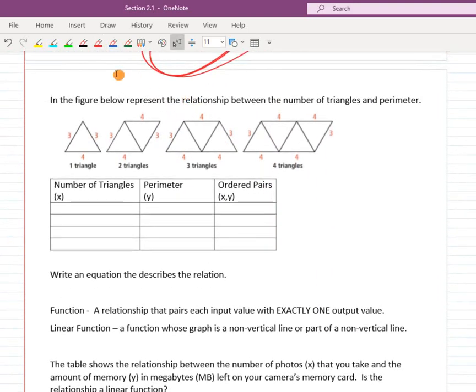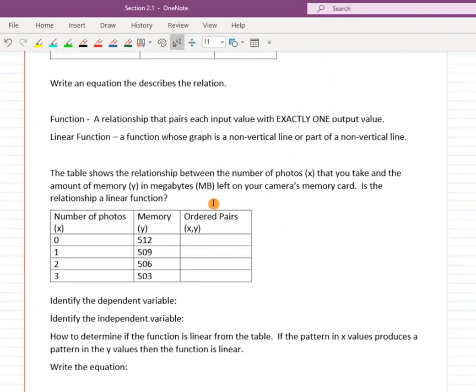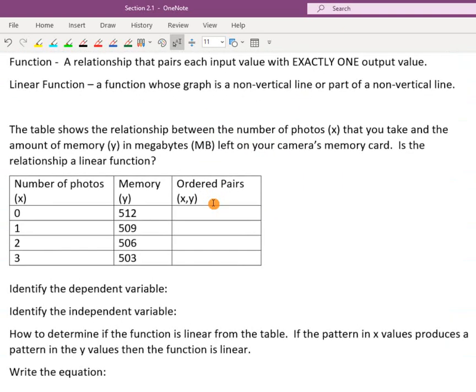Okay, I'm going to skip this. This is a very similar question using triangles now. But I want to look at a function. So the function is a relationship that pairs each input value with exactly one output value. One input with exactly one output. That's very important for our definition of a function.